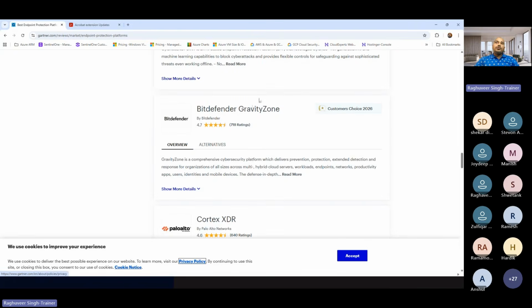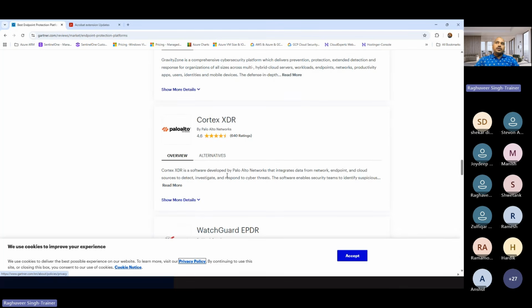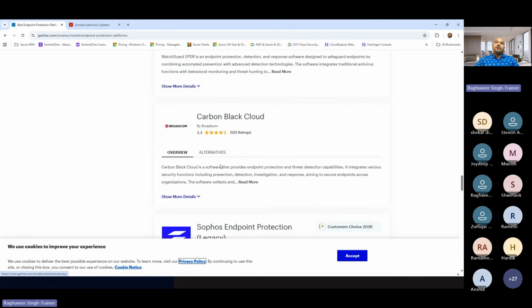Right now, you will not see Cortex here, because Cortex is at the bottom. Why? Cortex is more of an XDR solution now. They have marketed themselves as an XDR solution. So when it comes to EDR, they are not a full-blown EDR solution. So that's where Cortex is coming here. Then you have a lot of solutions here.